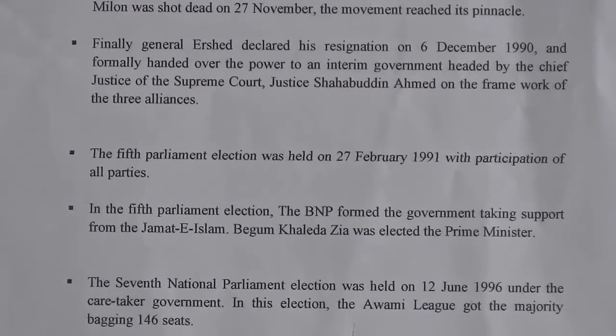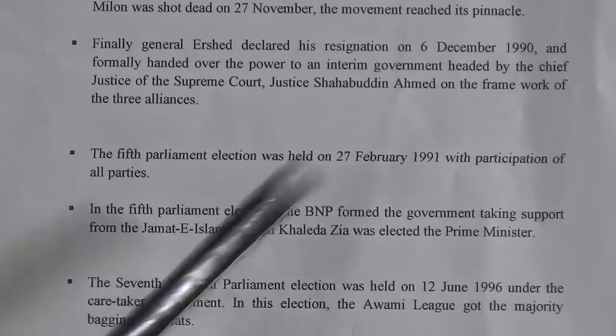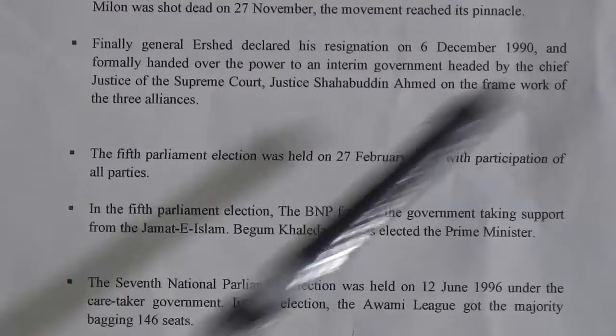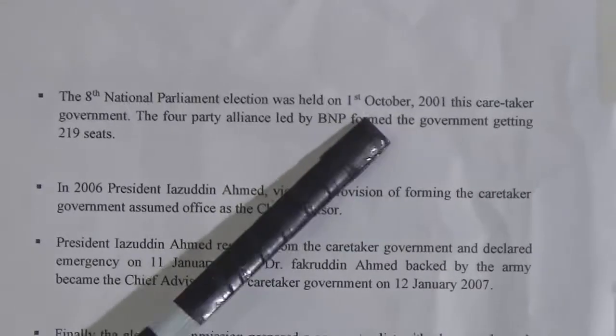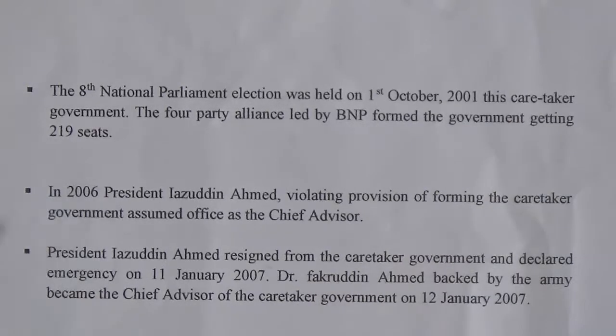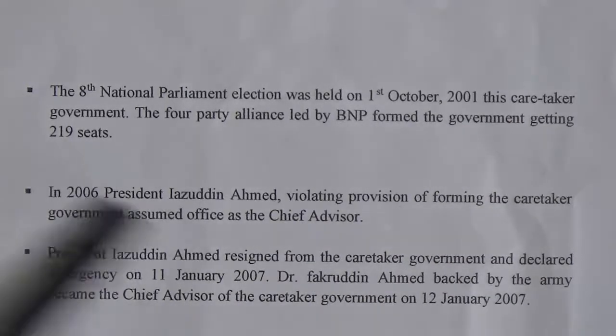Okay, so after this, the daughter of Bangabandhu Sheikh Mujibur Rahman, Sheikh Hasina, became the Prime Minister, and then she completed her tenure after 5 years. The 8th National Parliament elections was held on 1st October 2001 under this caretaker government.